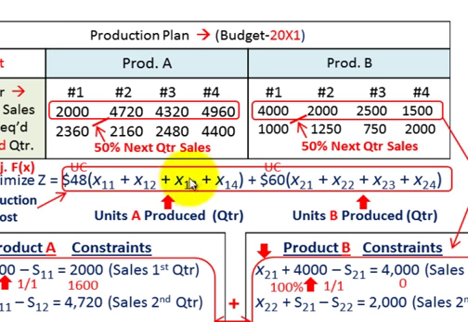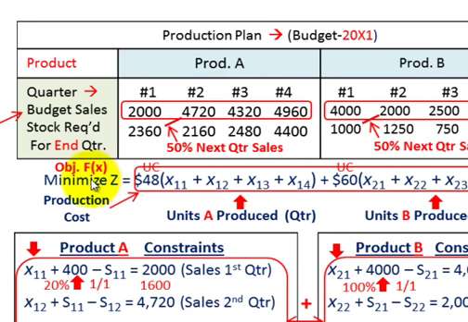So we're really dealing with 4 quarters for both our product A units and product B units. Okay, so that's our objective function. We want to minimize the production cost in this case. That's the idea when we're coming up with our production plan. We want to have a minimum production cost.